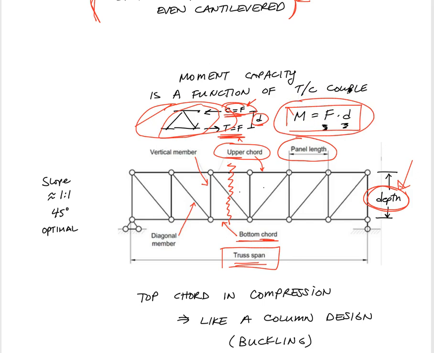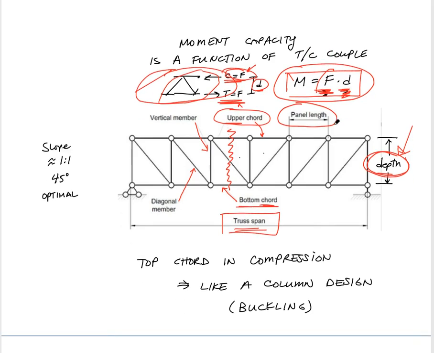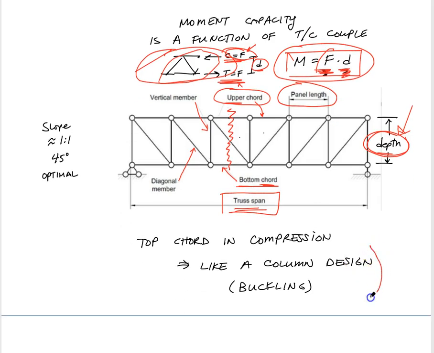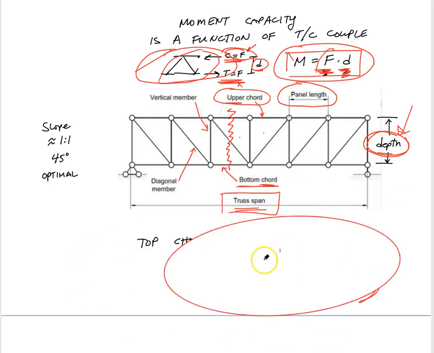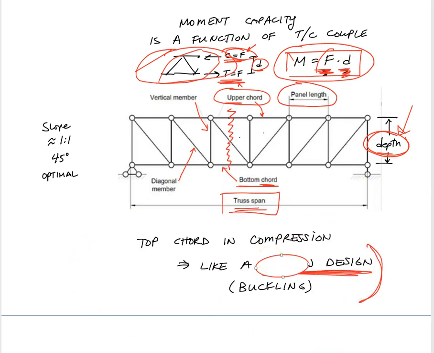So there's a couple ways to make your truss have greater moment capacity. Either increase the depth, or increase the capacity of the top and bottom chord, so increase F. That's why those chords are going to be designed, the one in compression much like a column. So you'll see that in the handbook. We'll get to the same section that we've got with column design.